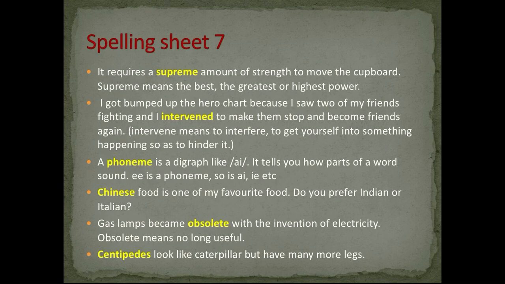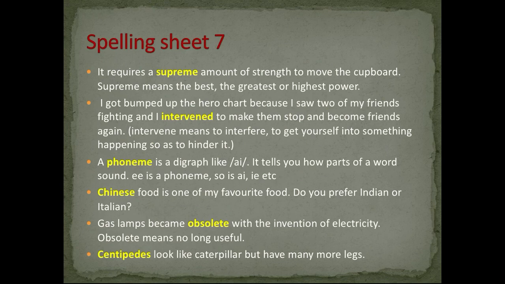Chinese food is one of my favorite foods. Do you prefer Indian or Italian? So Chinese food, you all know Chinese. It's coming from the proper noun China, from the country. So the people who are living in China, we call them Chinese. As we live in Sudan, we are Sudanese. Okay, so it's Chinese food.